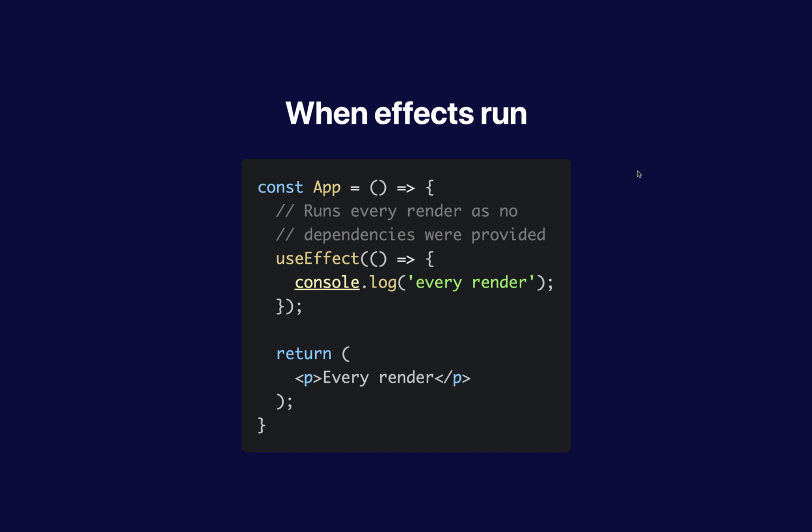The second option for when effects run is only on the first render. And you can achieve this by providing it an empty array of dependencies. And so you might use this to update the document title. And so this would run the first time that this is rendered and just update the title to rendered. Not a lot to speak of there.